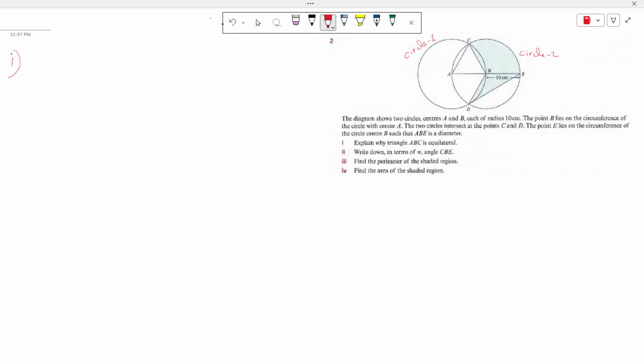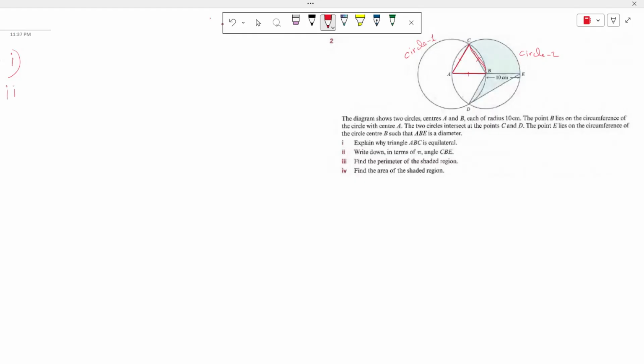So you can see the distance from A to C is the radius of circle number 1. Similarly, the distance B to C is the radius of circle number 2. And distance AB is the radius of circle 1 as well as circle 2. So all of these 3 distances are equal. That's why this triangle is equilateral. I hope you understand this explanation.